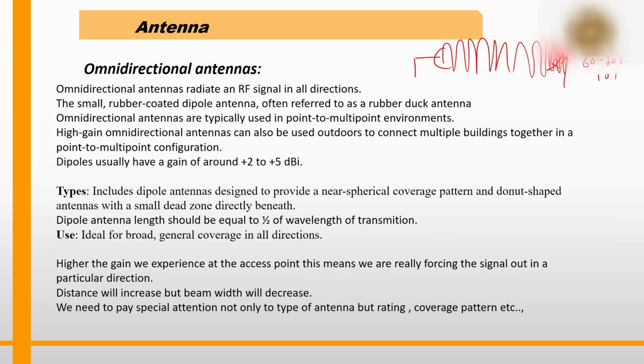Let's see omnidirectional antennas. Omnidirectional antennas radiate an RF signal in all directions. The small rubber coated dipole antenna, often referred to as a rubber duck antenna. Earlier, these antennas, the outdoor antennas, were made up of rubber. So nowadays they are made up of plastic, but rubber was a better element to have. Omnidirectional antennas are typically used in point to multi-point environments. That is nothing but our Wi-Fi communication.